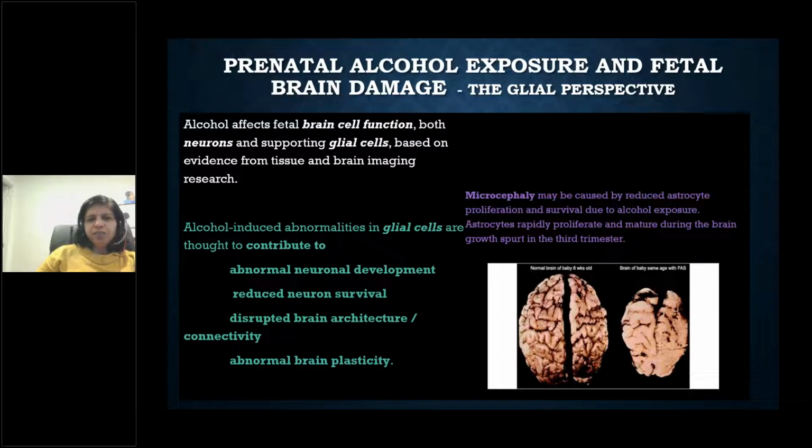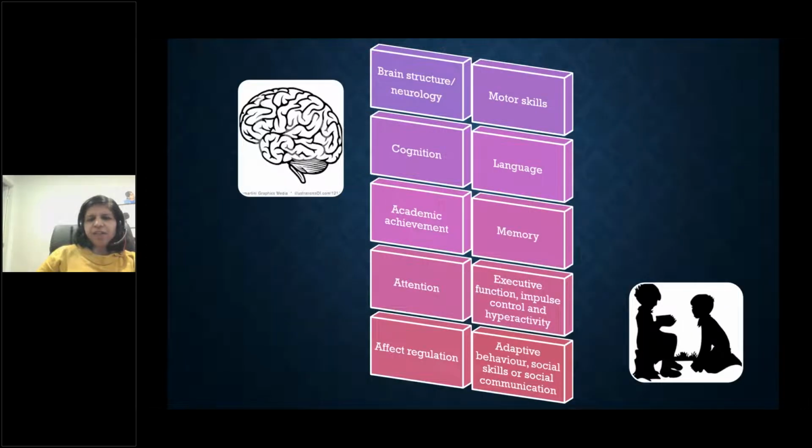Now, when it actually happens, what does it mean? It can affect any of these domains. We have discussed in the previous slide that at least 3 of these domains have to be affected, beyond a significant percentile, to be classified as neurodevelopmental impairment. So either there should be a brain structure or neurological impairment, or motor skills may be affected, cognition, language, academic achievement, memory, attention, executive functions, affect regulation and adaptive behaviors, social skills or social communication. So if any of these areas, at least 3, are affected, then it would be a very strong indicator of FASD.